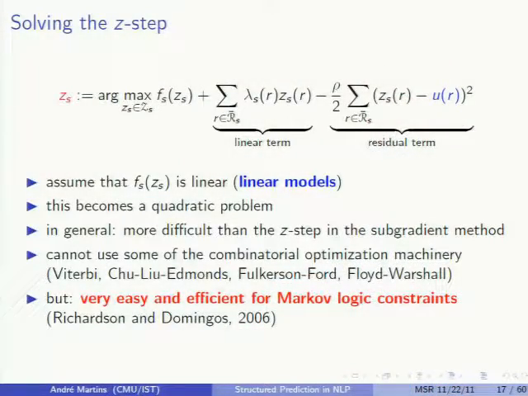Okay, but there are some cases that we can address, and I'm going to talk about those. In particular, if you have any component that expresses a first-order logic constraint, we can still solve the QP exactly and efficiently. This is quite useful in NLP models because often you want to inject some constraints into the model to encode some prior knowledge that you have about the problem at hand.